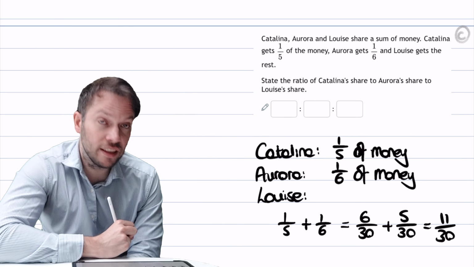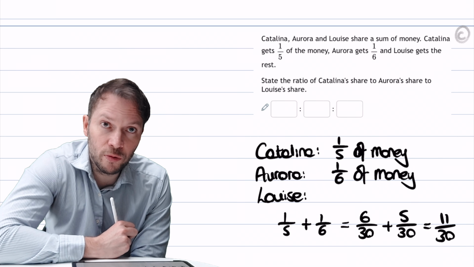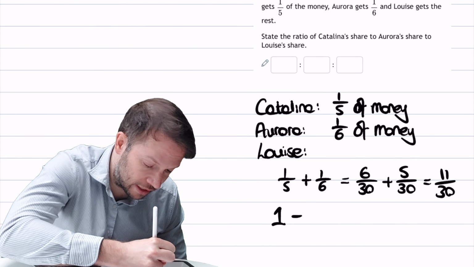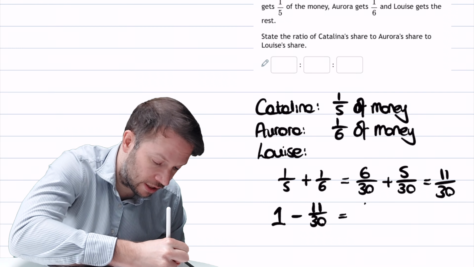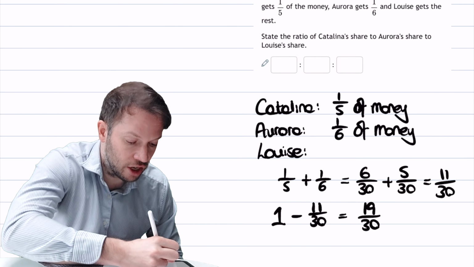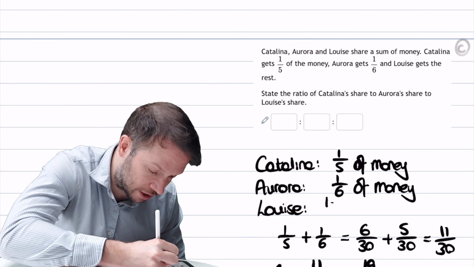So if Catalina and Aurora share 11 30ths of the money, what does Louise get? Well, Louise gets the rest, so we just do a whole minus 11 30ths, and that's going to be 19 30ths. So therefore, Louise is going to get 19 30ths of the money. So she gets 19 30ths of the money.